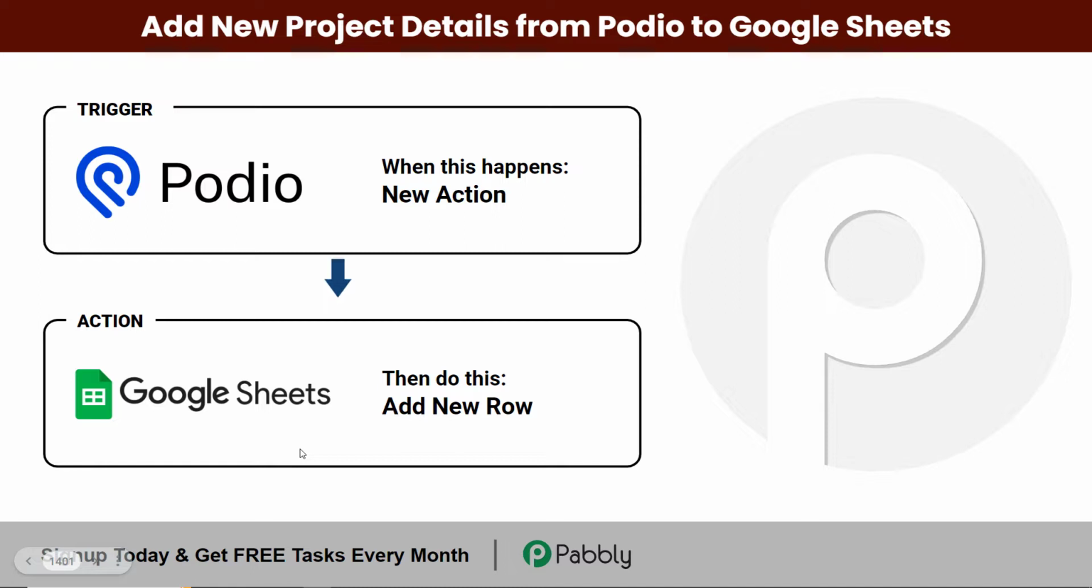Now, how can we do that? For this, we will have to integrate the two applications, and the same thing can be done using Pabbly Connect software. So here, our trigger application will be Podio, where the event would be new action, and then our action application will be Google Sheets, where the event would be to add new row. Now, you can automate this process as well. To understand how, let's begin.